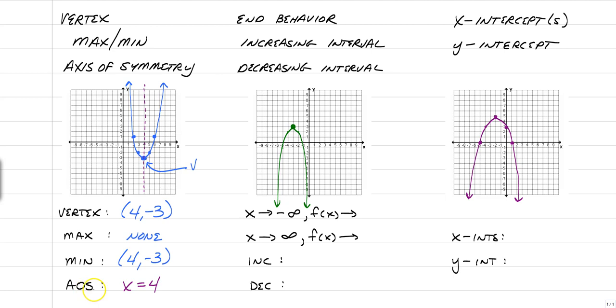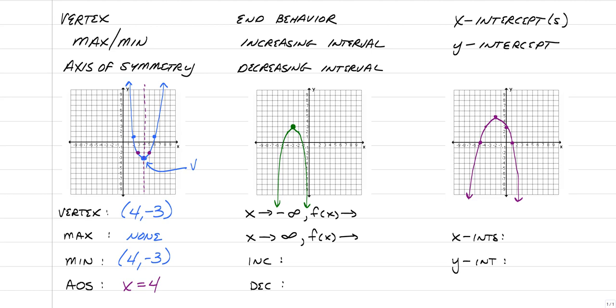Now, how can we use the axis of symmetry? We can use the axis of symmetry to graph points. If we were to look at one of our points, which is (5, -2), that's 1 to the right of the axis of symmetry. Well, 1 to the left would be (3, -2). They're always going to be perfectly symmetrical. So 2 to the right, 2 to the left, 3 to the right, 3 to the left. It's all going to work out and be a symmetrical part of the parabola on the left side and the right side of the axis of symmetry.